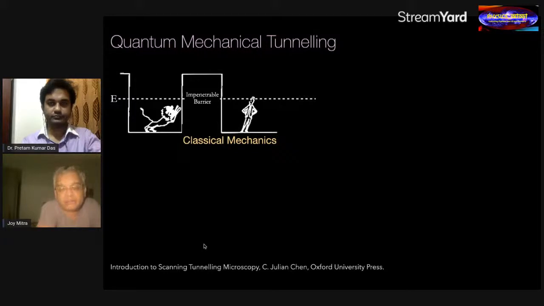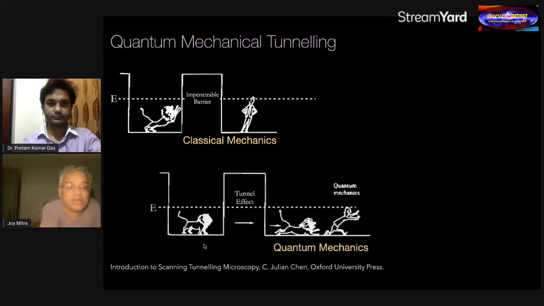But if the world is quantum mechanical, and that certainly seems to be the case, that classical mechanics, the classical world around us, is a limit of the actual quantum world, then the man has something to worry about, because quantum mechanics tells us that even though the energy of the lion is smaller than the height of the barrier, there is always going to be a finite probability that the lion can actually tunnel through the barrier.